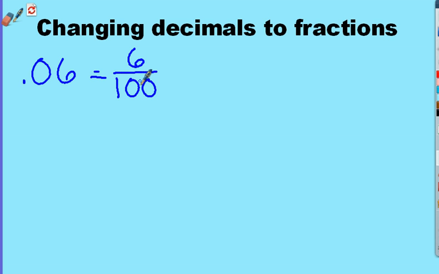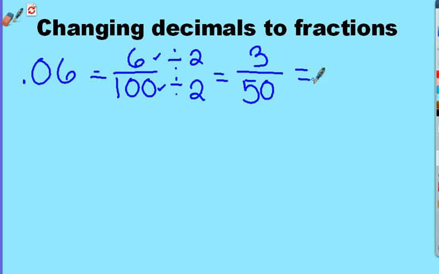Again, I can reduce this fraction because both 6 and 100 are even numbers, which means they can at least both be divided by 2. Now, that's going to be their greatest common factor, which is to divide by 2. 6 divided by 2 is 3, and 100 divided by 2 is 50. So the answer is 6 hundredths is the same as 3/50, or 3 over 50.